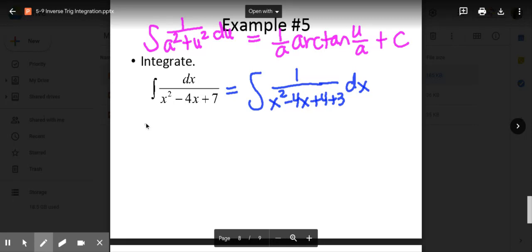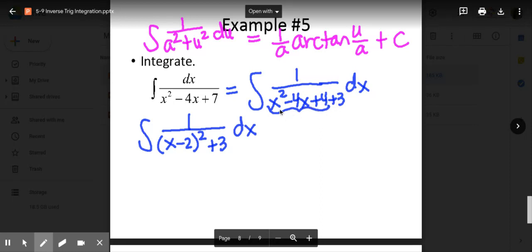Now why did I do that? Because now I can write the problem as x minus 2 quantity squared plus 3. By splitting that 7 up into 4 plus 3, I made this first part a perfect square. X squared minus 4x plus 4 is the quantity x minus 2 squared. So look what I've got. Addition is commutative, and my a squared is the 3.